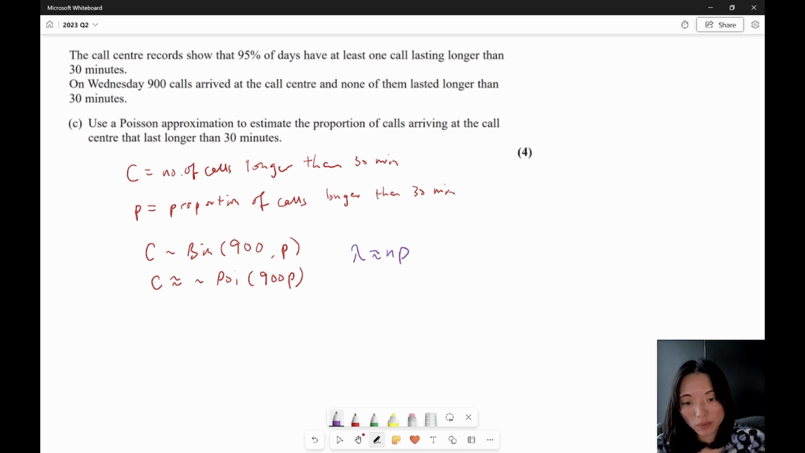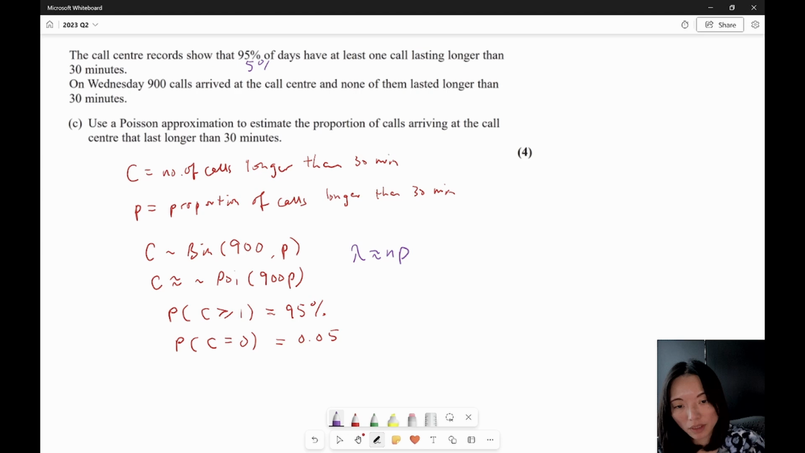The question is telling us the call center records show that 95% of days have at least one call lasting longer than 30 minutes. So the probability of there being at least one call, so C greater than or equal to 1, lasting longer than 30 minutes is 95%. Alternatively, we could say that the probability of C equals 0 is 0.05. So basically, we're saying just 5% of the days have 0 calls lasting longer than 30 minutes. And that's this Wednesday. Out of the 900 calls, none of the calls lasted longer than 30 minutes.